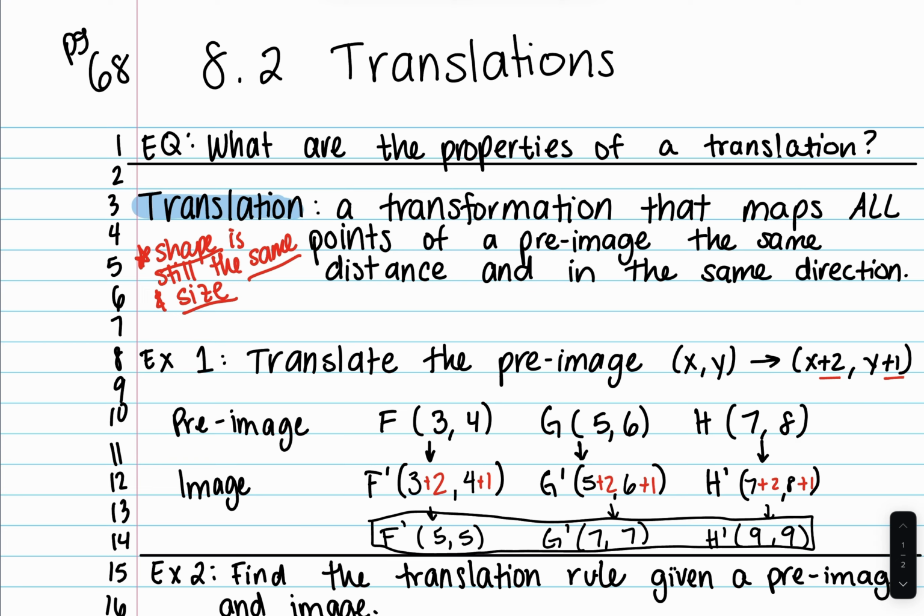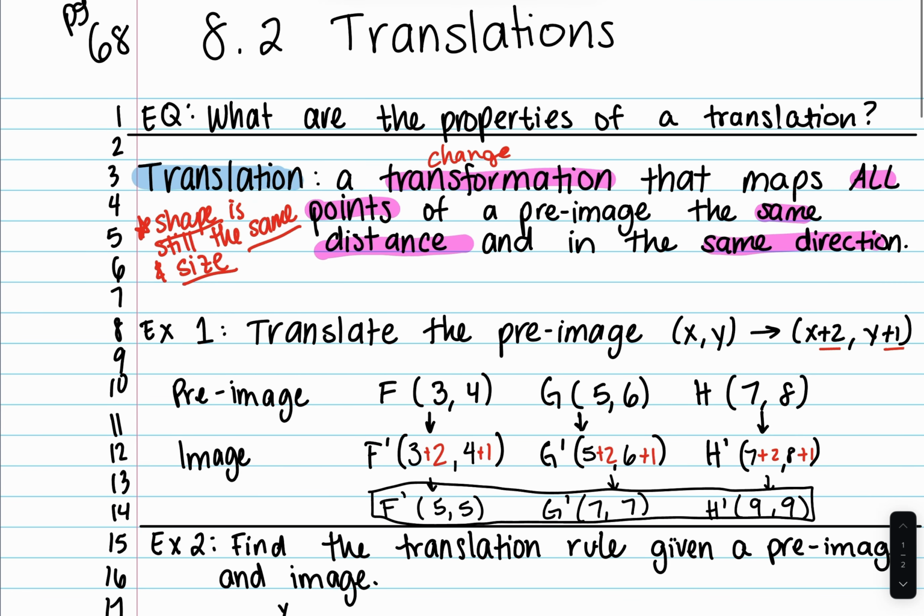Oh, hold on, let me use pink. Transformation is a type of change that maps all points of a preimage the same distance and in the same direction. Okay, so here's example 1.